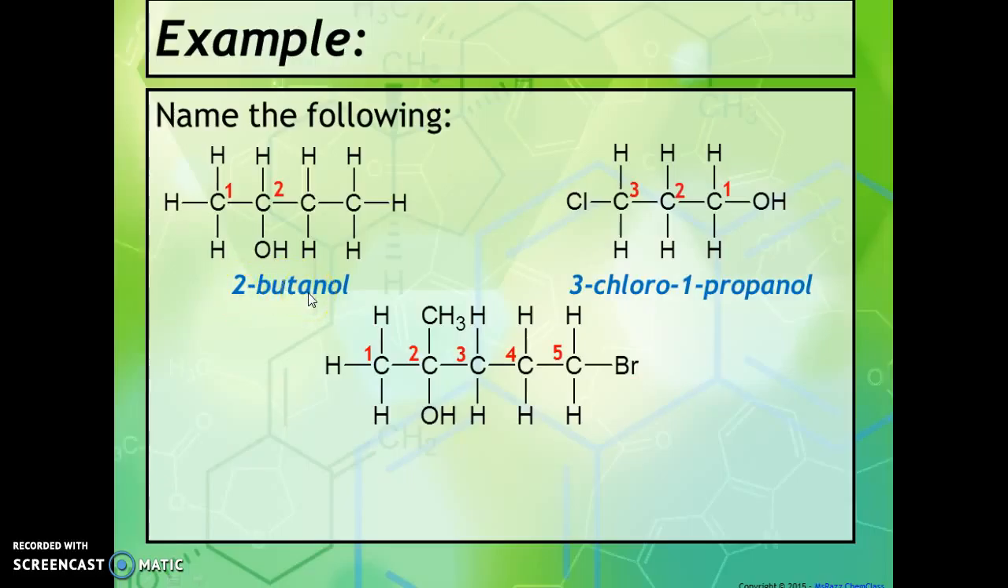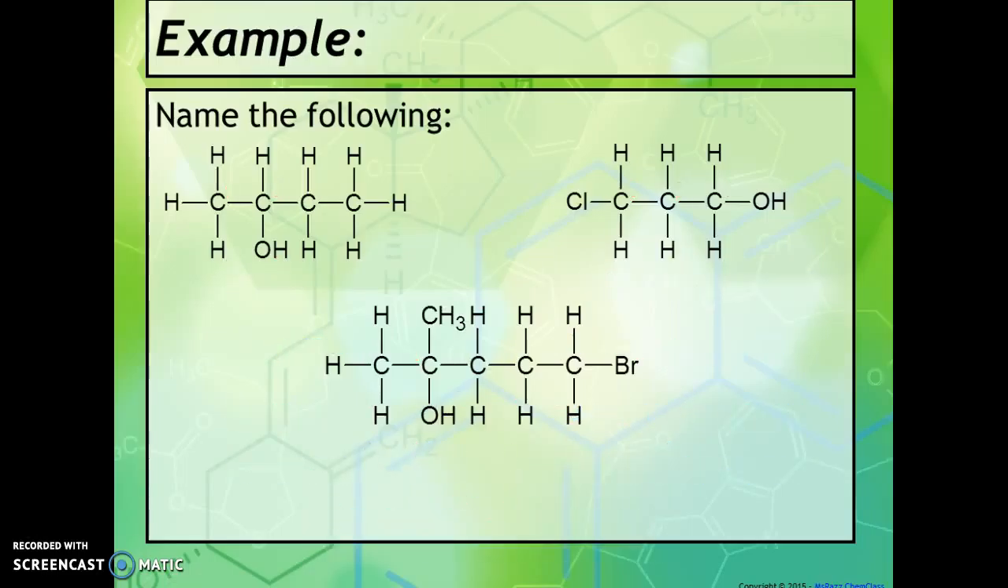But before that, we need to talk about our groups here. What's this guy? This is a methyl, and we have a bromo here. So first up, we're going to have 5-bromo, then we're going to have 2-methyl, 2-pentanol.